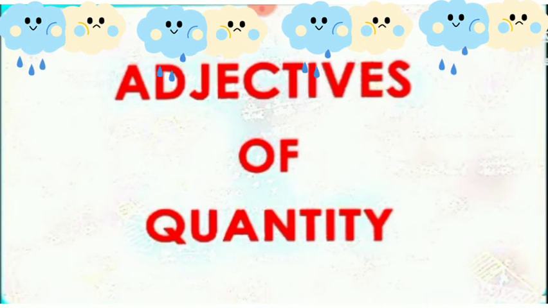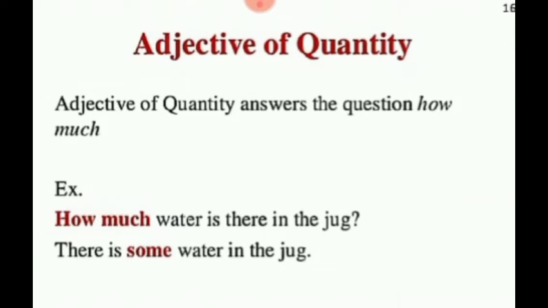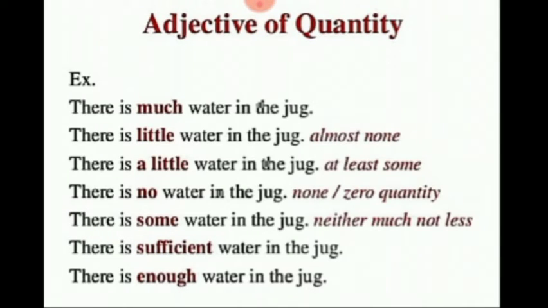Next is adjectives of quantity. Adjective of quantity answers the question how much or how many. So, adjective of quantity means it will answer you the question how much or how many. For example, how much water is there in the jug? There is some water in the jug. So, the word some is adjective of quantity. Look at these examples for adjective of quantity. There is much water in the jug. So, the word much is adjective of quantity.